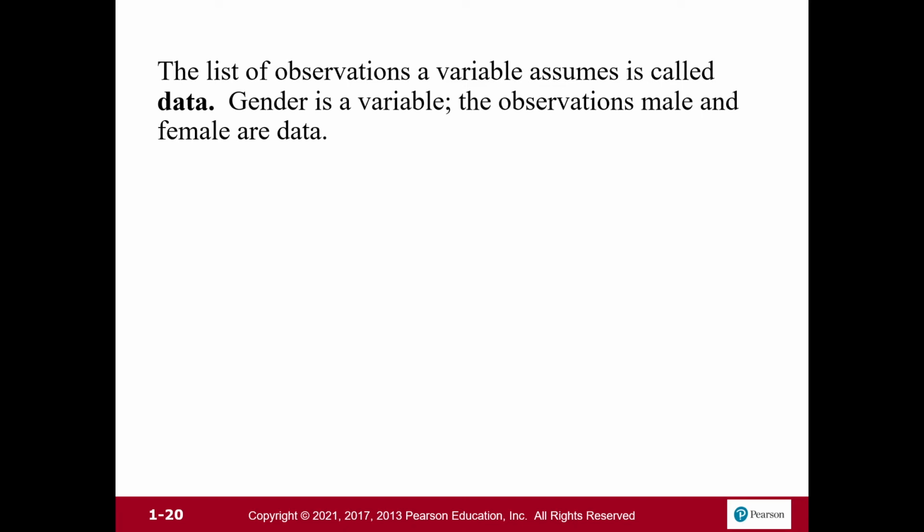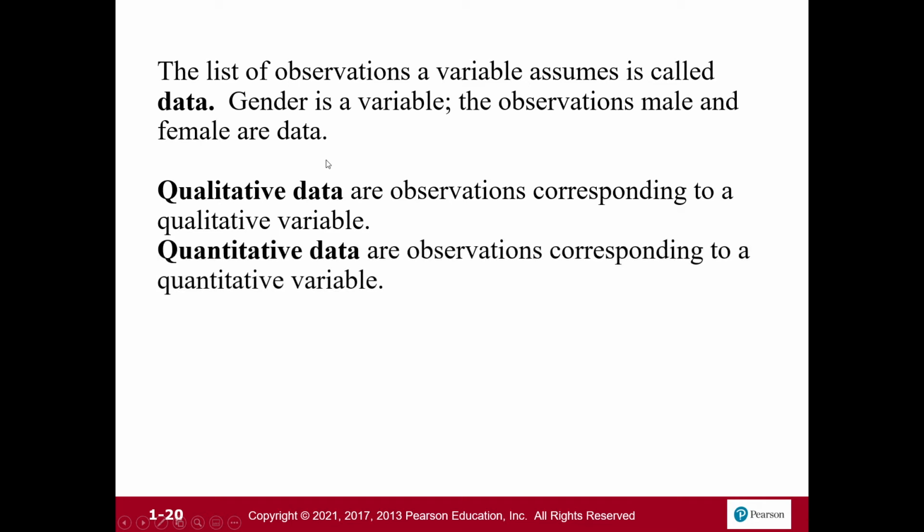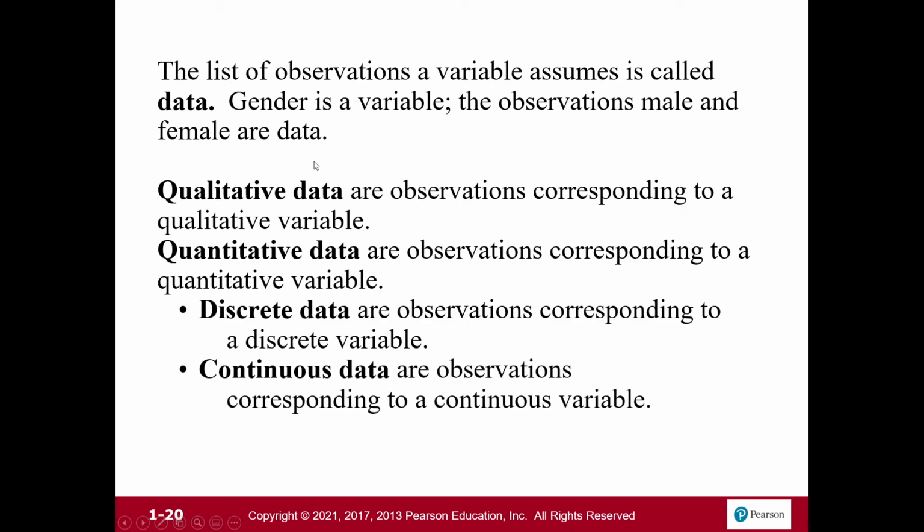The list of observations a variable assumes is called data. Gender is a variable. The observations male and female are data. All right, there are other variables as well for gender. Qualitative data are observations corresponding to a qualitative variable. And there it is, quantitative data are observations corresponding to a quantitative variable. And then let's divide that up into the other two, discrete data and continuous data there.